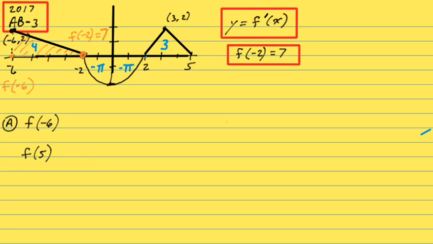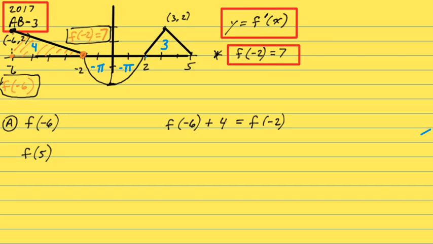Then they give us this piece of information. They tell us that f of negative 2 equals 7. So I write that down. They want us to find f of negative 6. I'm given f prime. To go from f prime to f, you have to integrate. So I know that f of negative 6 plus 4 has to equal f of negative 2.